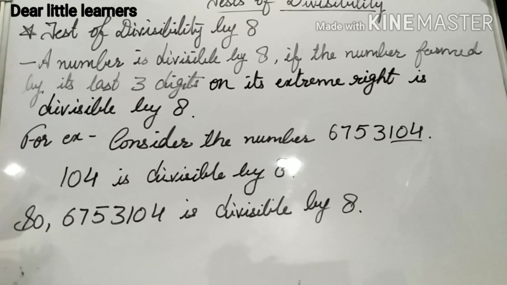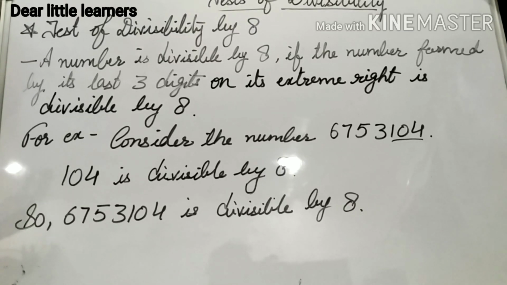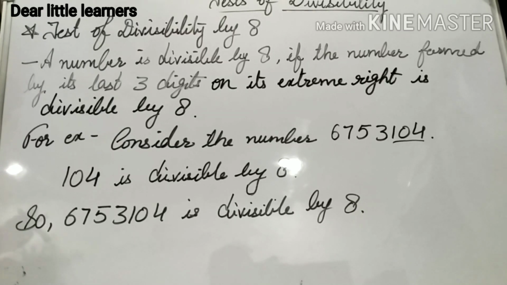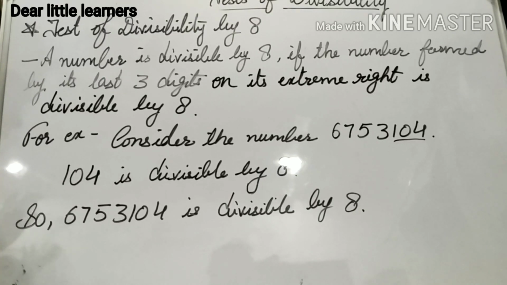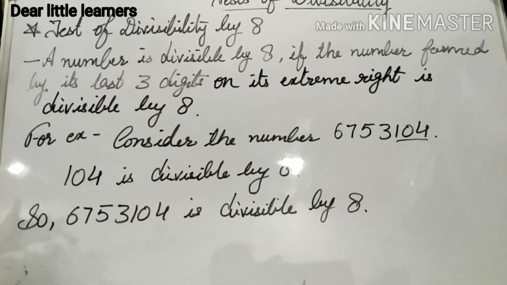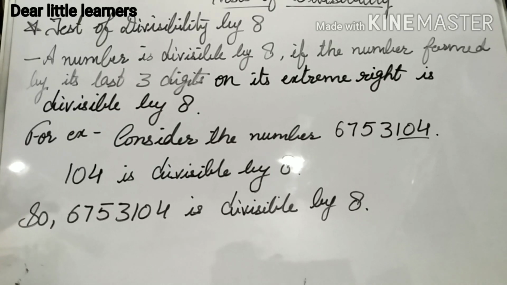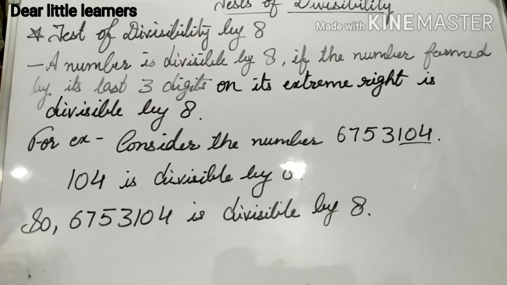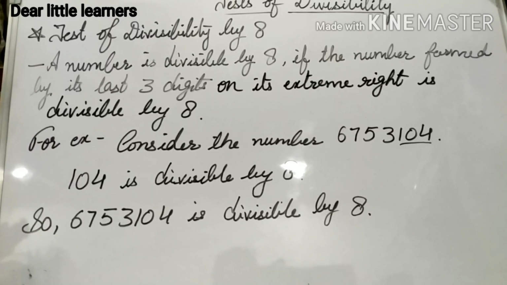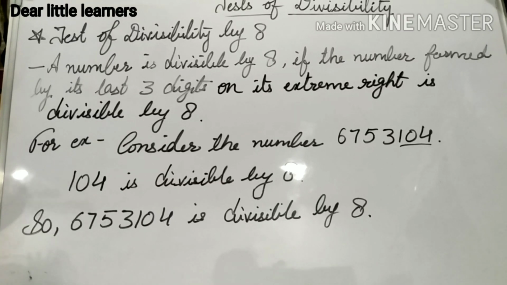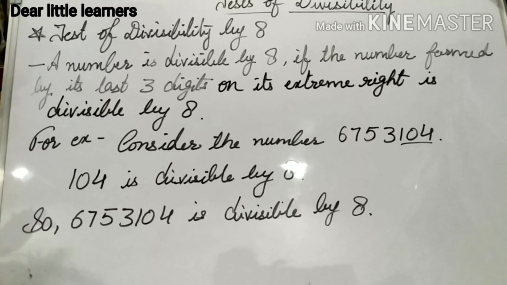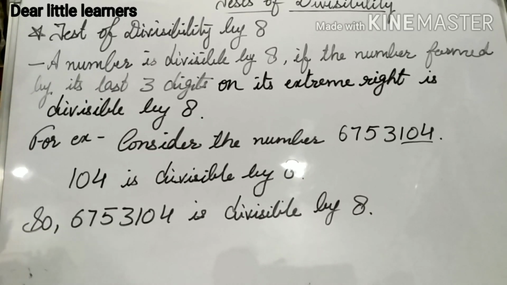See the number 67,53,104. The last 3 digits are 104, and when we divide, we can find that it is divisible by 8. That means this whole number is divisible by 8. We have this number up to the 10 lakhs place, but there is no need of dividing the whole number, we only divide the last 3 digits as we did here. So if in any number the last 3 digits are divisible by 8, the whole number is divisible by 8.